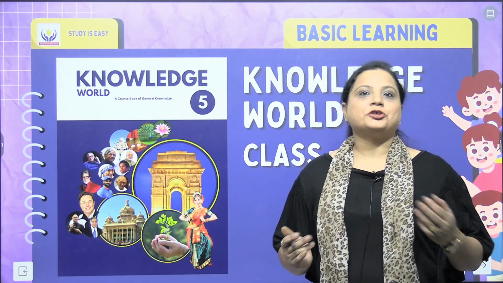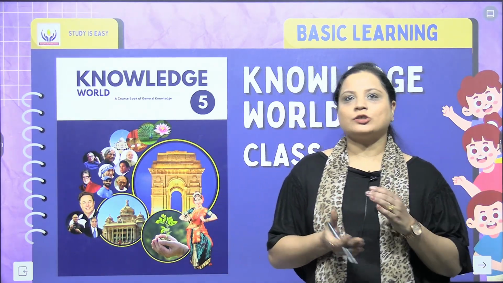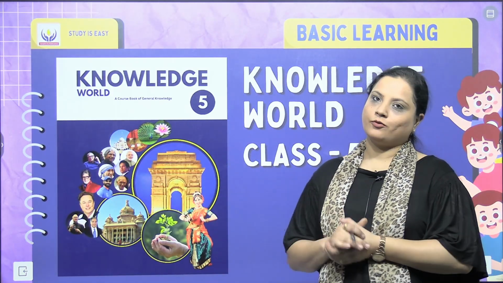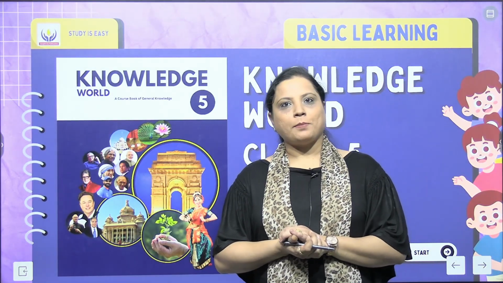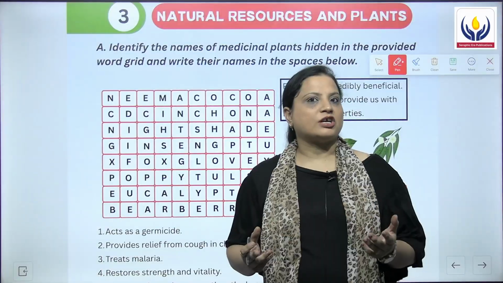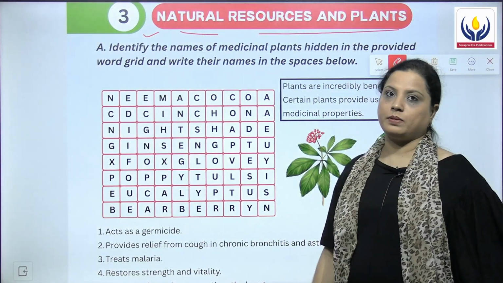To our video. Today we are going to begin with our book, that is Knowledge World, a course book for general knowledge, and this is a book for class 5 students by the Seraphic Era Publications. Hello everyone, let's begin with a new chapter, that is chapter number 3, Natural Resources and Plants.